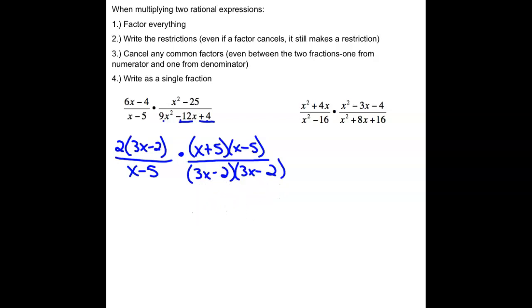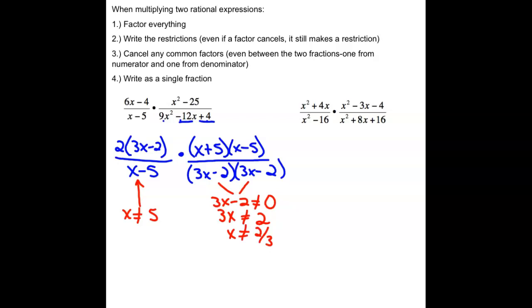Now we look for restrictions. So for this one, we would say x cannot equal 5, because if we put a 5 in there, the denominator becomes 0. These are both the same thing. 3x minus 2 cannot equal 0. We'd add the 2 over and divide out our 3. So x can't be 2/3.